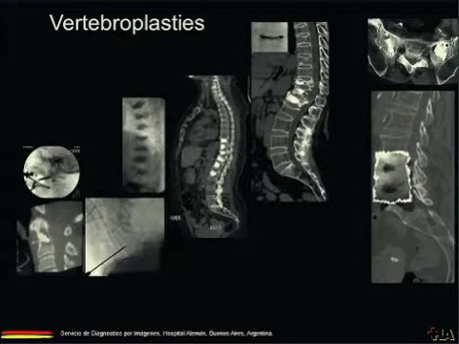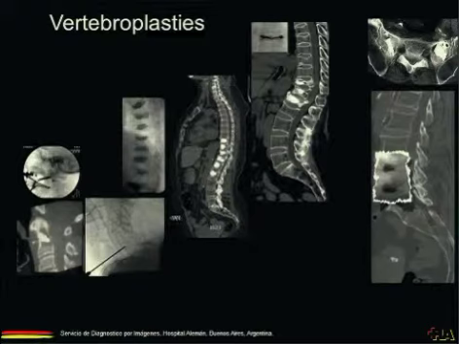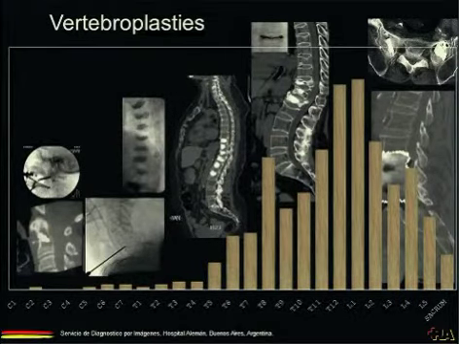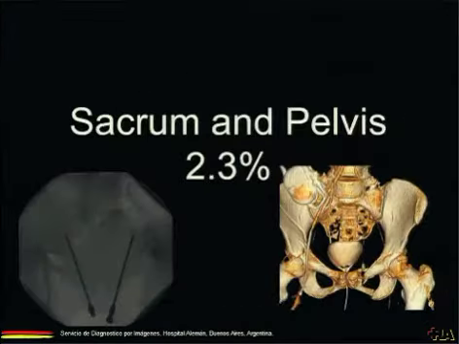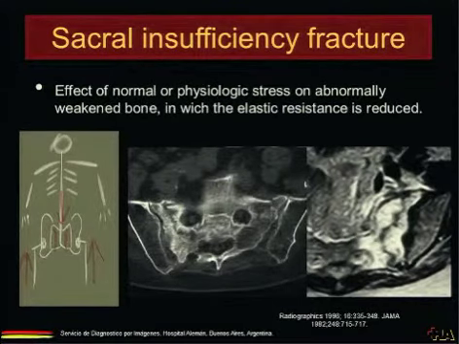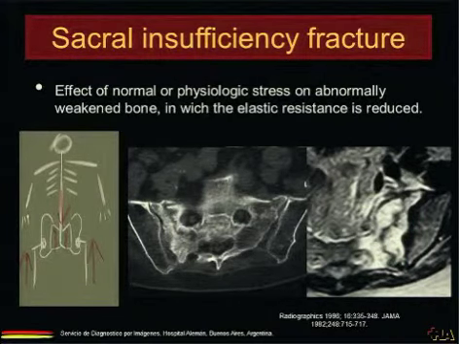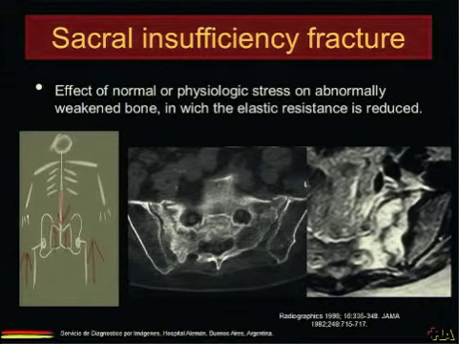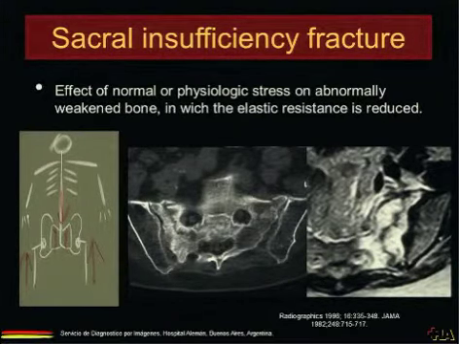Among all the different sites of vertebroplasties, the pelvis, the sacrum and pelvis, accounts for 2.3% of all the fractures we've treated. An insufficiency fracture is the effect of a normal stress in an abnormal bone. And this is the case of the sacral insufficiency fracture, where the body weight acts in both sacral alae and breaks them.